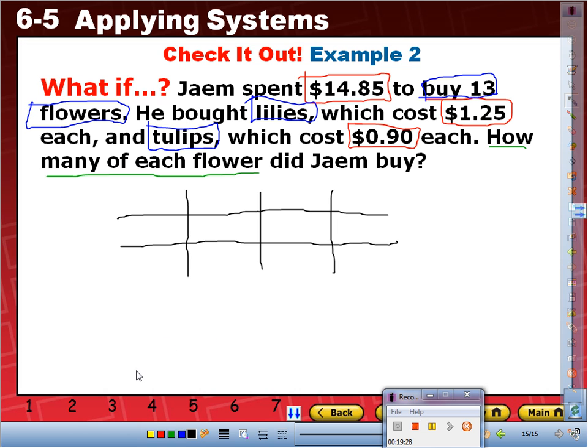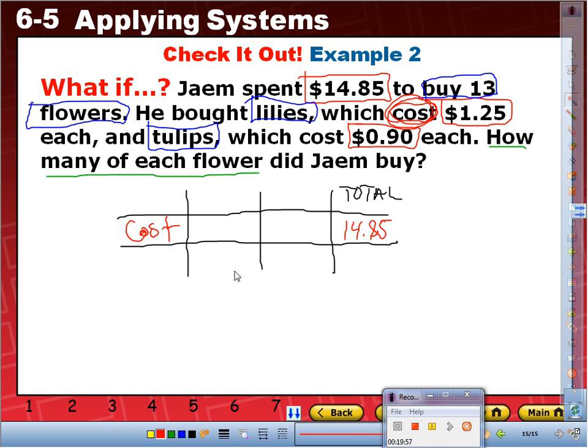Okay? We know that at the end here is the total. So right now I'm going to write total. And I'm going to start with my first row right here, which is what? What was the key word? Cost. All right. So what is the total cost, the total amount of money Chaim is going to spend? $14.85.